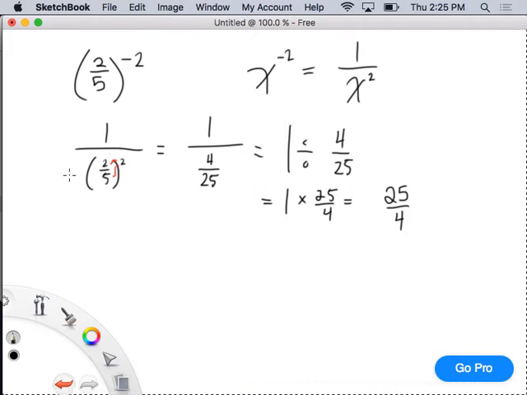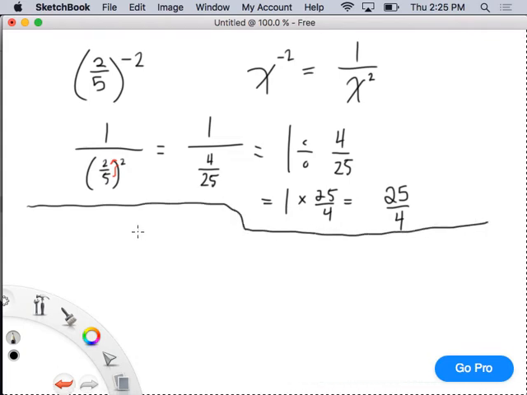Okay. I'm going to give you one to do on your own now. That's very similar to this. And like I said, guys, this is just stuff that I'm showing you because it's important that you're able to work with fractions and exponents.